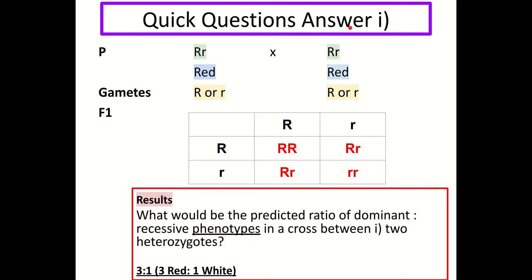I then do my Punnett square. I take two of my gametes and put them down the side, two of my gametes along the top, and then work out my four boxes in the middle.